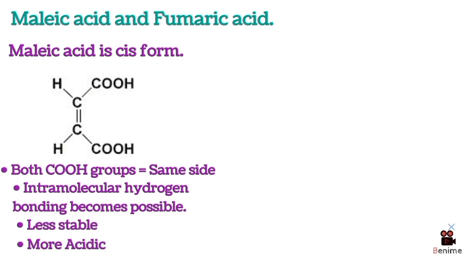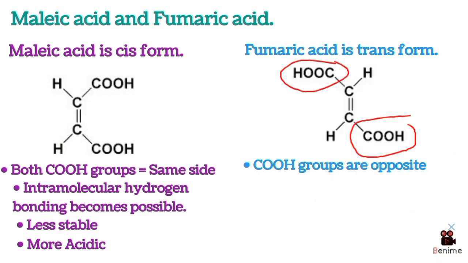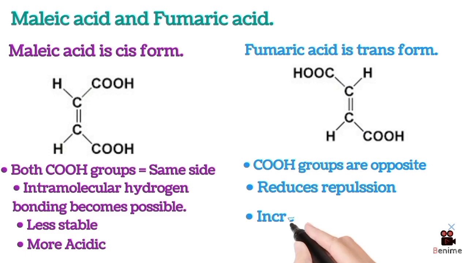On the other hand, fumaric acid is the trans form. In fumaric acid, the COOH groups are opposite to each other. This arrangement reduces repulsion and increases stability. Therefore, fumaric acid is more stable than maleic acid.